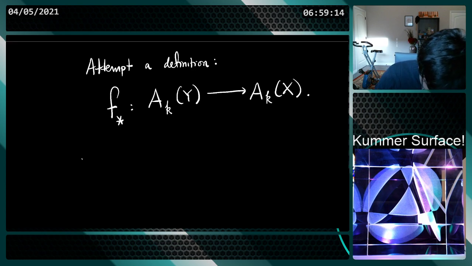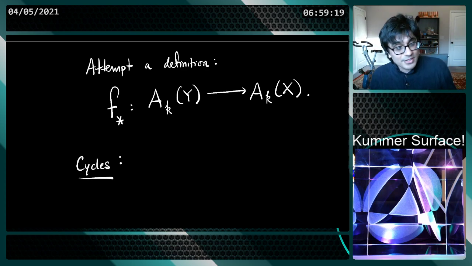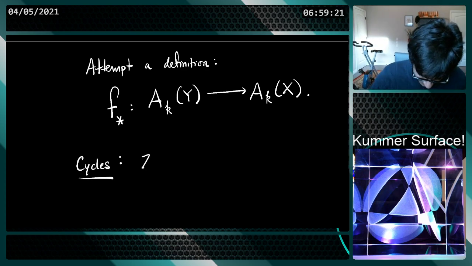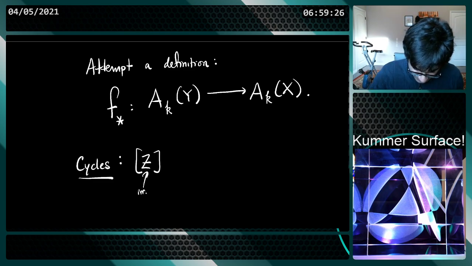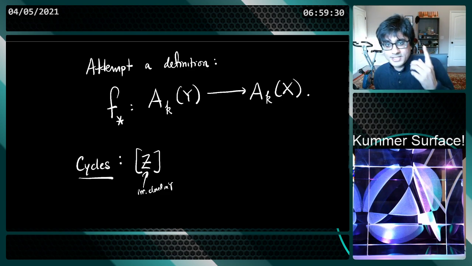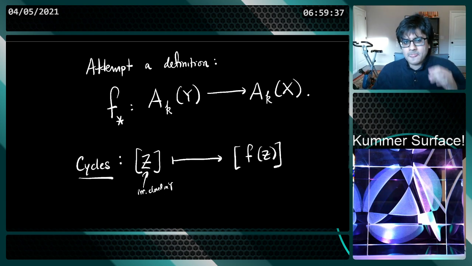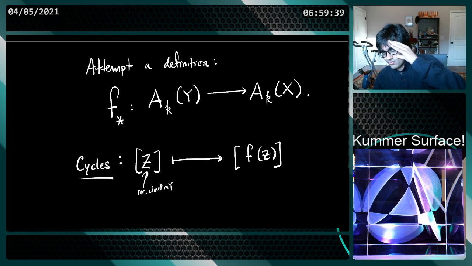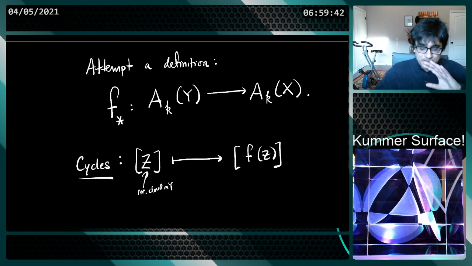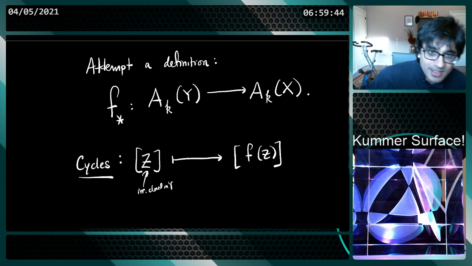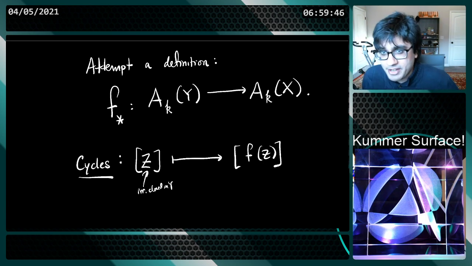So, on the level of cycles, if you have a subvariety of Y, irreducible and closed in Y, you send it to the class of the image. Okay. That's a naive good guess. There are some things that you might not have thought about.